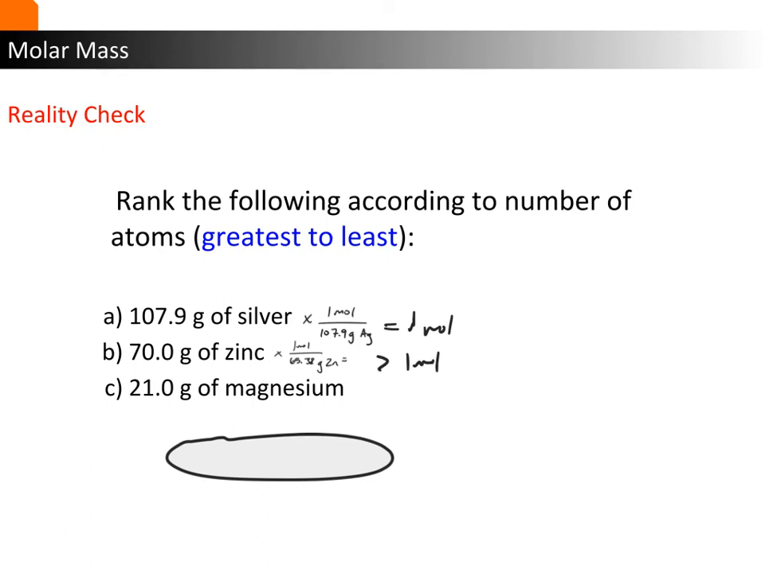And finally, 21 grams of magnesium divided by its molar mass is equal to slightly less than 1 mole. So if I'm going to put these in order from greatest to least, I'm going to put B first, then A, and then C.